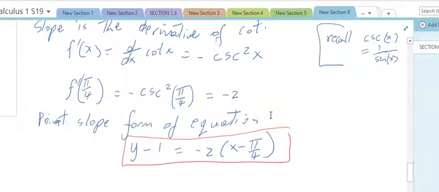So that's going to be negative cosecant squared of pi over 4, that is negative 2. So in point-slope form, we have y minus 1 is equal to negative 2 times x minus pi over 4. And that is our point-slope form.